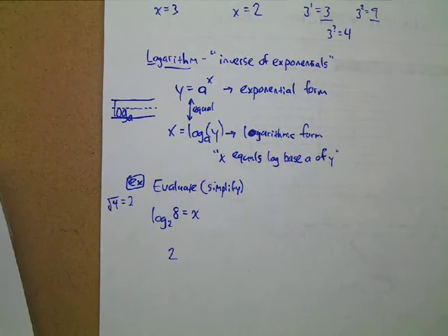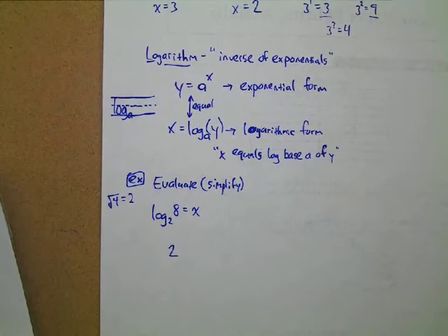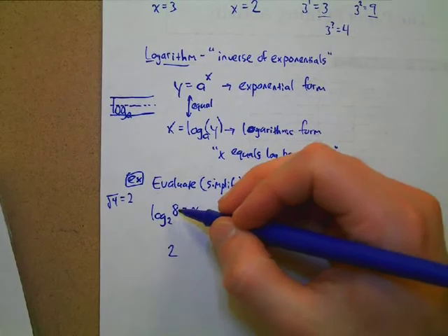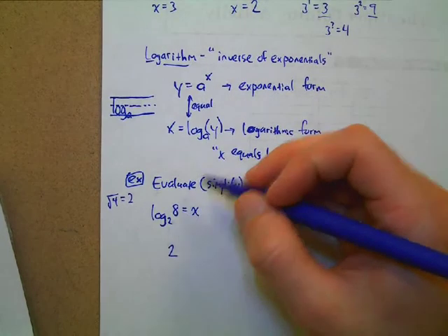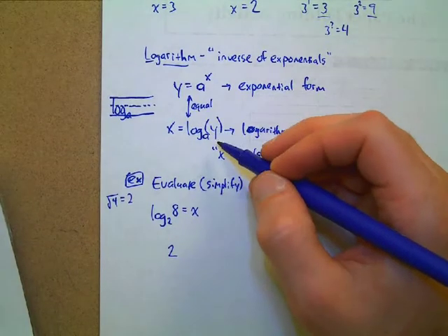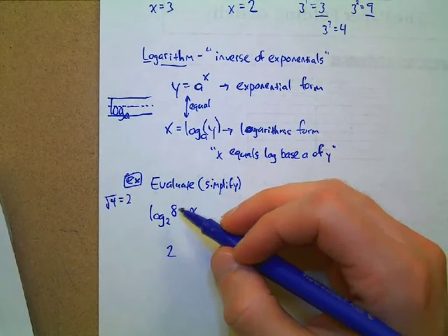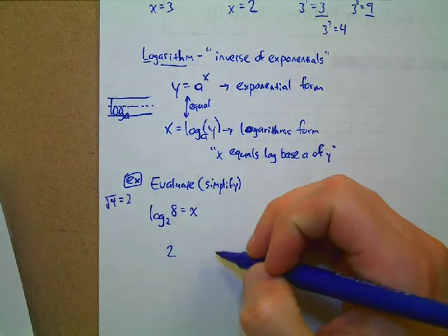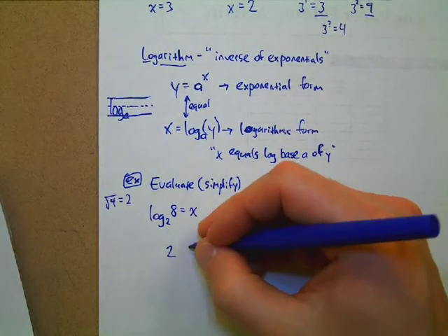Okay? Now notice how things move around here though. The number that's inside the logarithm, notice where it goes. Y moved to the other side of the equal sign by itself. So the 8, which is inside the logarithm, is also going to move to the other side of the equal sign by itself. So we'll have equals 8 over here.